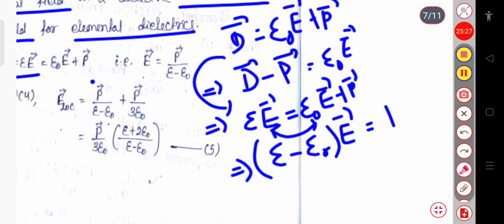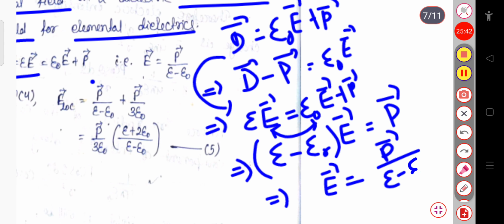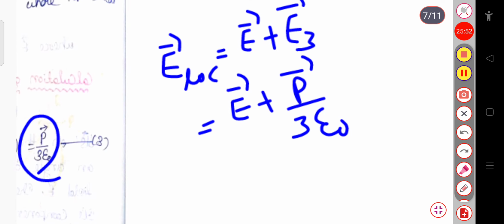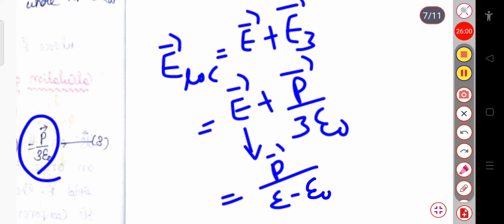So E will be equal to, I have to calculate the electric field, P divided by epsilon minus epsilon naught. Here you can see the value of E is P by epsilon minus epsilon naught. So in this place I will write P divided by epsilon minus epsilon naught, and this value will remain as it is, that is P divided by 3 epsilon naught.